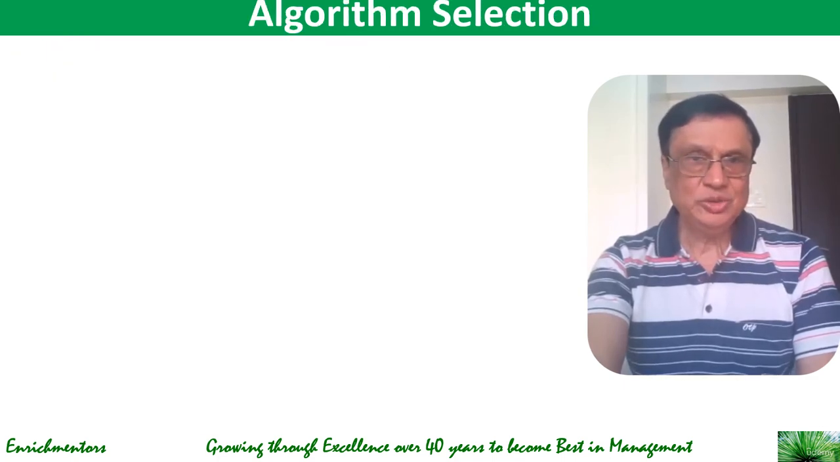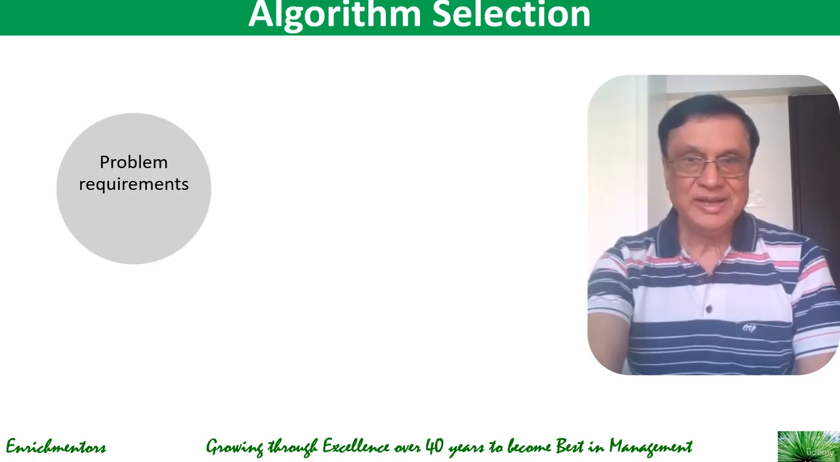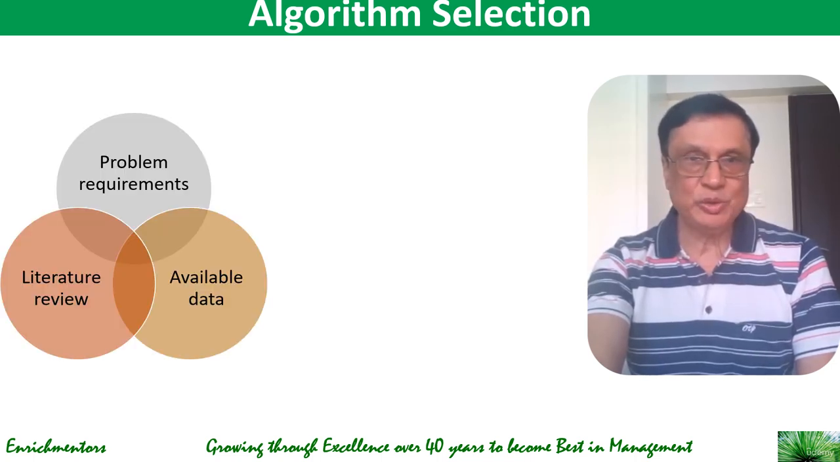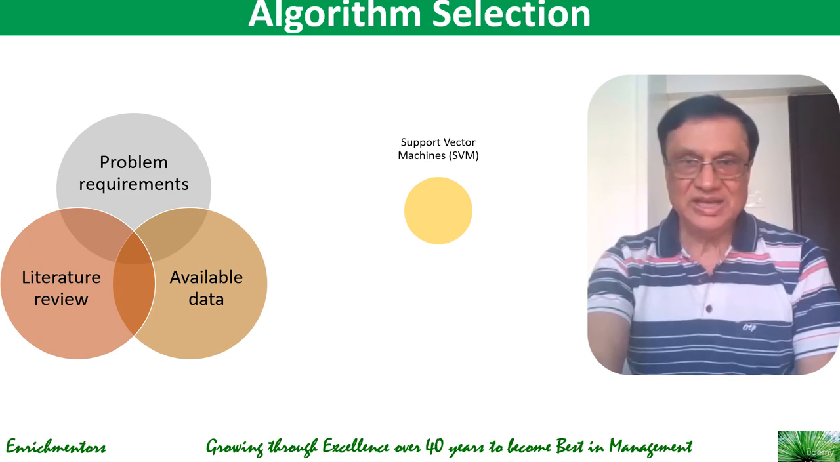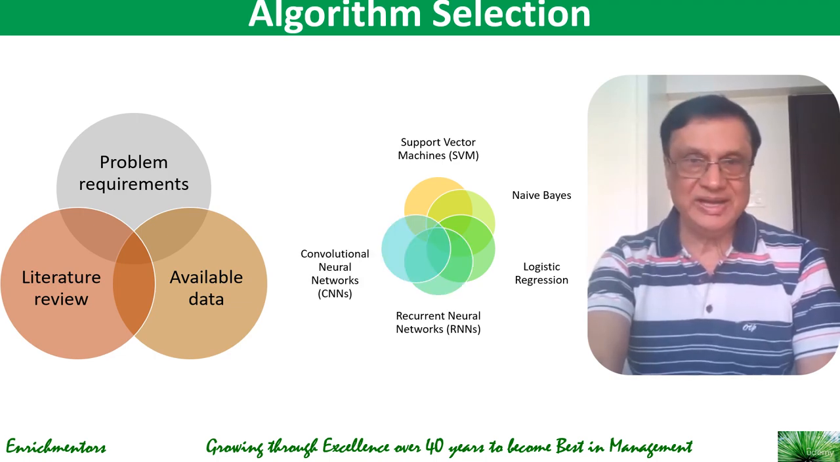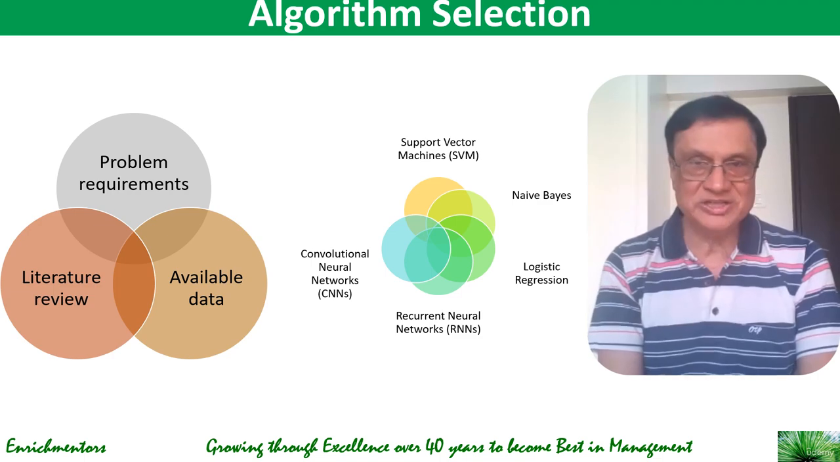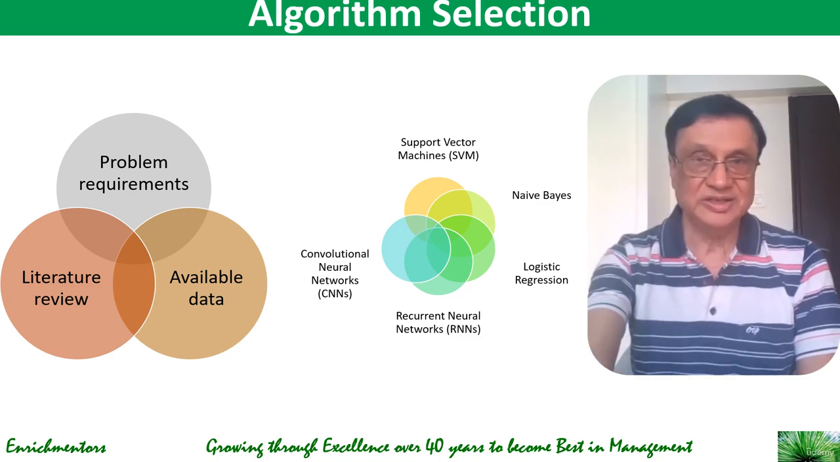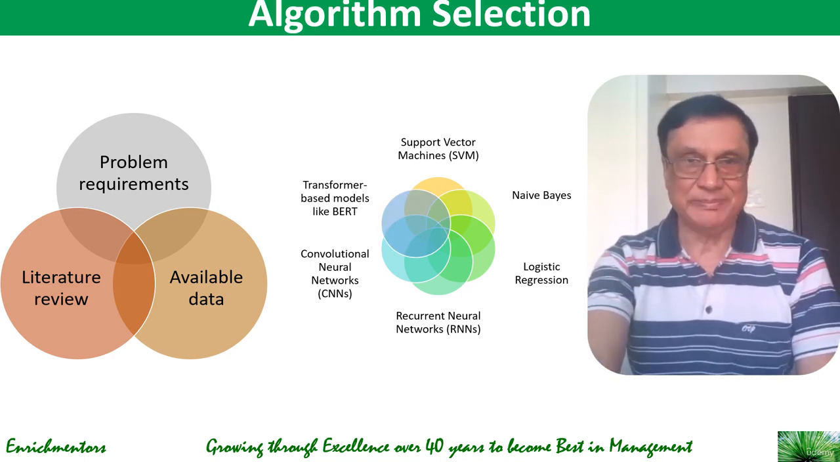Then the team went into algorithm selection based on the problem requirement, available data, and literature review. They selected appropriate machine learning algorithms and deep learning architectures for sentiment analysis, in which they considered algorithms such as support vector machines, SVM, naive Bayes, logistic regression, recurrent neural networks, convolutional neural networks, and transformer based models like BERT, right? So that's how the algorithm selection happened.